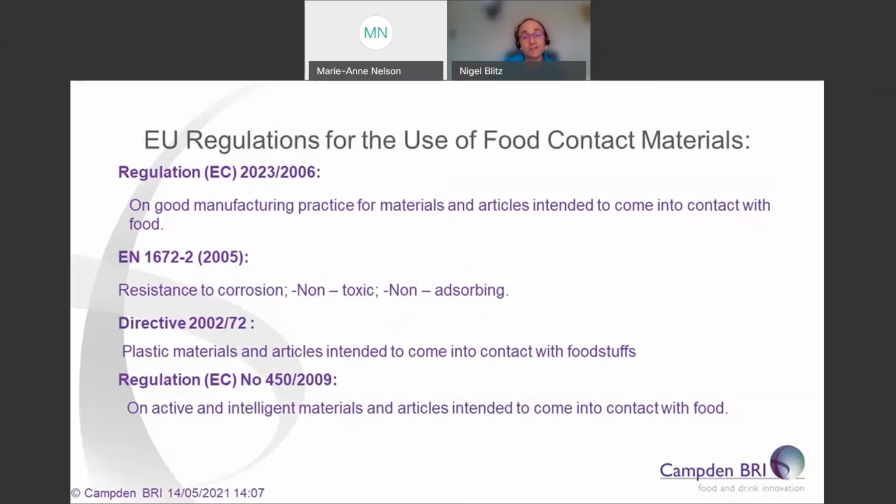EN 1672-2, on corrosion being non-toxic and non-absorbing. Directive 2002/72 on what types of plastic materials and articles you can use. And 450/2009 on active and intelligent articles intended to come in contact with food. And an intelligent article is any article that is designed to enhance the shelf life of a product.